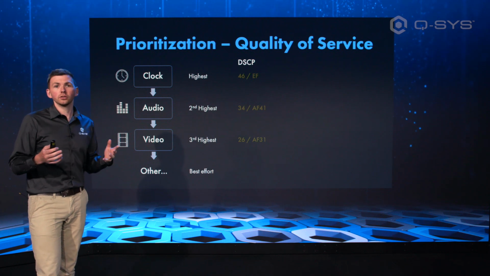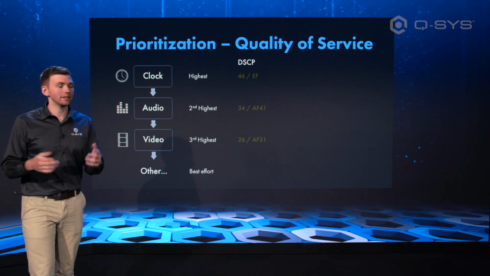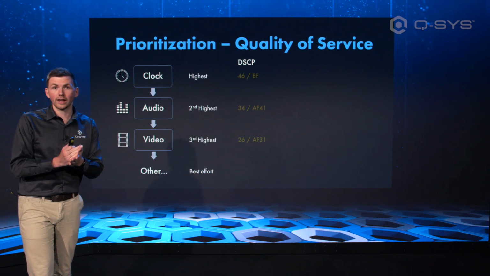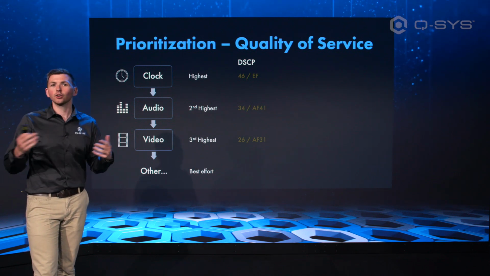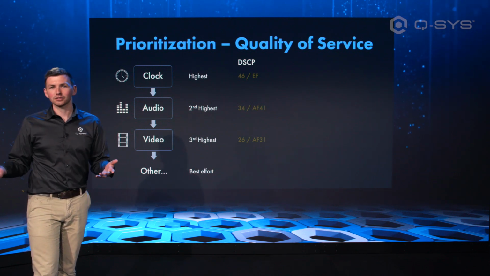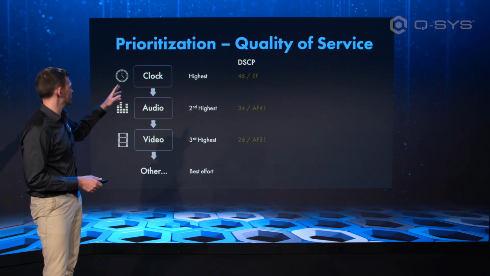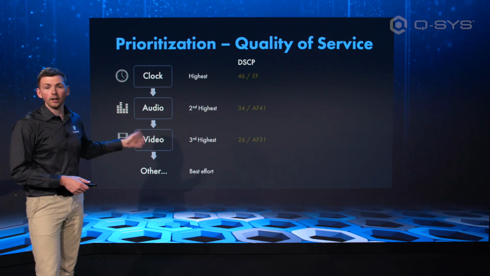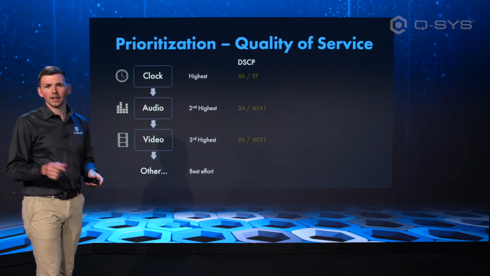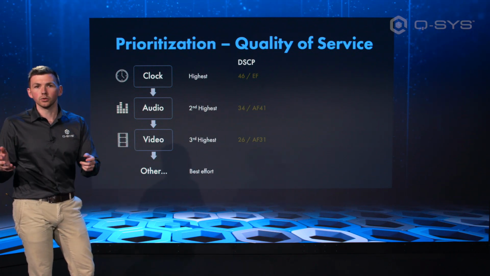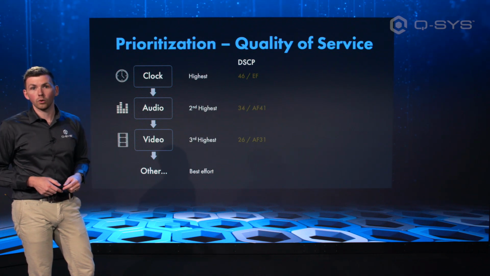Now, that's because if your clock is all messed up, it doesn't really matter if your audio packets are being delivered with really low latency and every packet's getting there, because those devices are all going to be out of sync because your clock doesn't work. So we make sure we prioritize clock as the highest priority, audio second highest, and video's third highest because it also has a specific latency timing requirement. It's just a little bit looser than the timing requirement for audio.